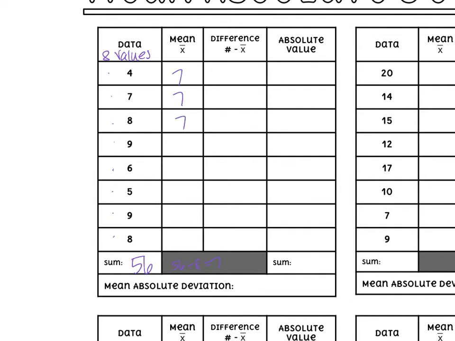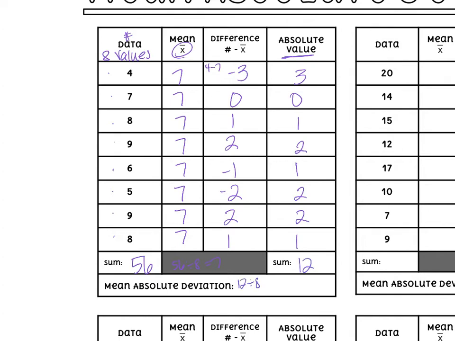So our mean is 7, and I'm going to write that on each of these, because now I'm going to take the number and subtract the mean. So I'm going to do 4 minus 7, which is -3. And then 7 minus 7 is 0, and 8 minus 7 is 1. And 2 and -1, -2, 2, and 1. But then I want the absolute value, which means we're just looking at the distance, which is positive. Then I need to find the mean again. So the sum is 12, and 12 divided by 8 is 1.5. So the mean absolute deviation is 1.5.